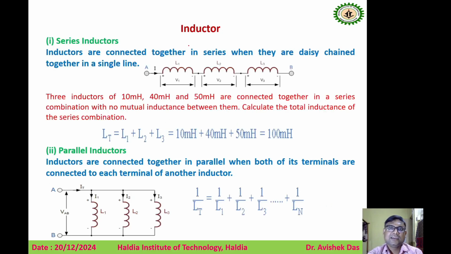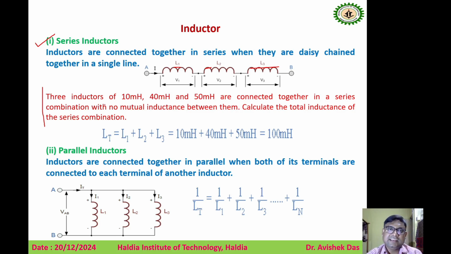In the next slide, we discuss the inductor, when inductors are connected in series or in parallel. First, we discuss inductors connected in series. This one is the series inductor. Inductors are connected together in series when they are used. Here L1, L2 and L3 are the inductors, right? When they are connected in series, the total inductance will be L1 plus L2 plus L3. Here is a small example to help you understand easily.